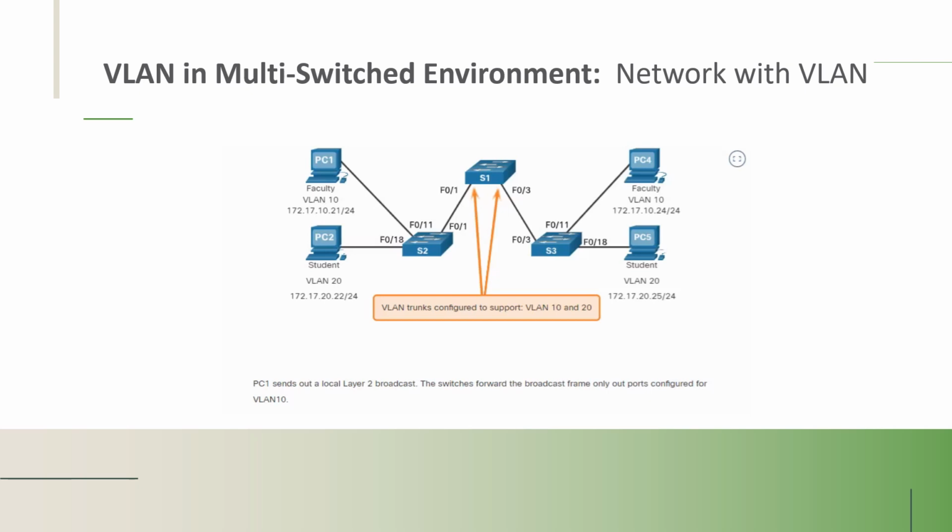When switch 3 receives the broadcast frame on port F0/3, it forwards the broadcast frame out of the only port configured to support VLAN 10, which is port F0/11. The broadcast frame arrives at the only other computer in the network that is configured in VLAN 10, which in this case is the faculty PC number 4. When VLANs are implemented on a switch, the transmission of unicast, multicast, and broadcast traffic from a host in a particular VLAN is restricted to the devices that are in that VLAN.